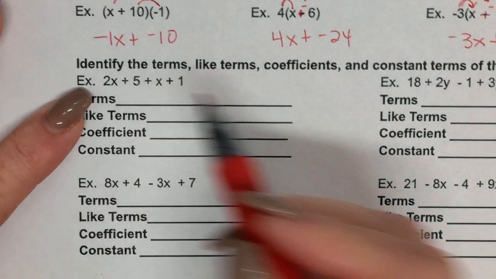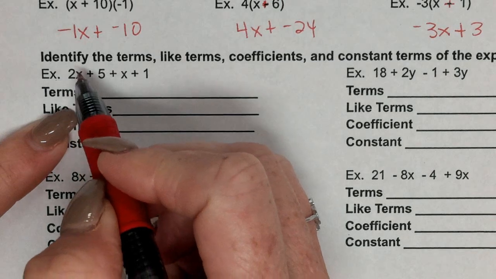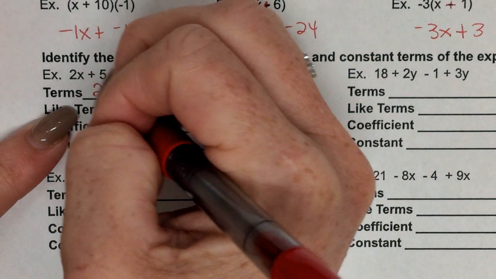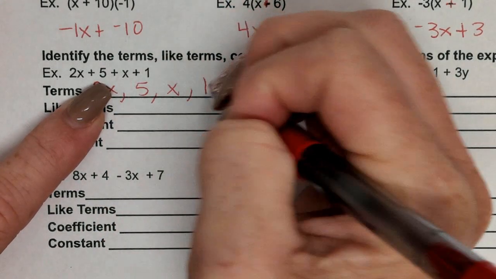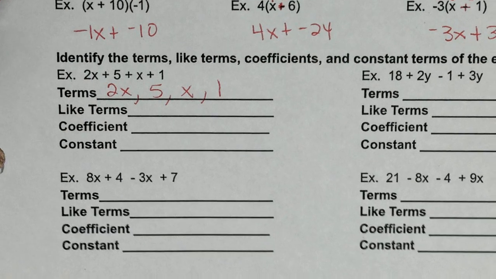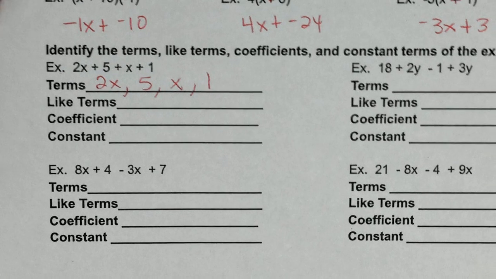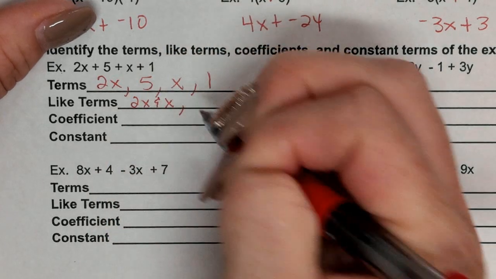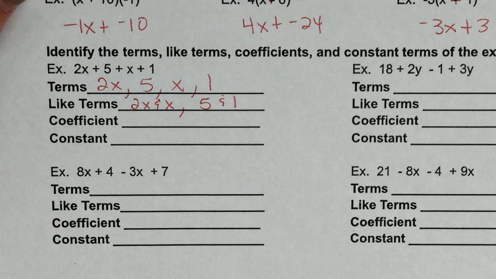Okay. We're only going to do 2 of these. We're going to do the 2 on the left. I'm going to do the first one with you, and then you'll do this one on your own. How many terms are here? 4. So I'm going to list them. 2x, comma, 5, comma, x, comma, 1. Remember, terms are separated by adding and subtracting signs. Which terms are alike? 2x and x, comma, 5 and 1.